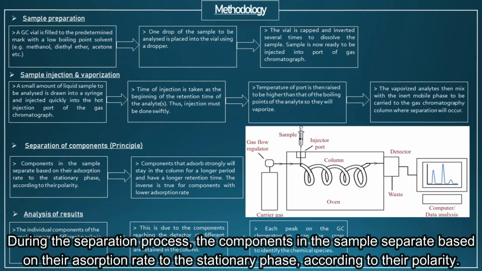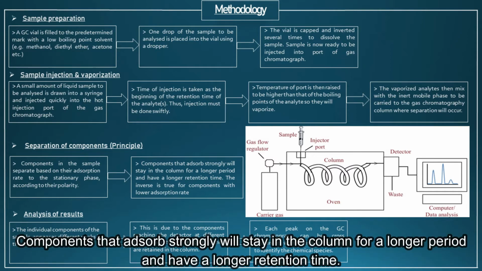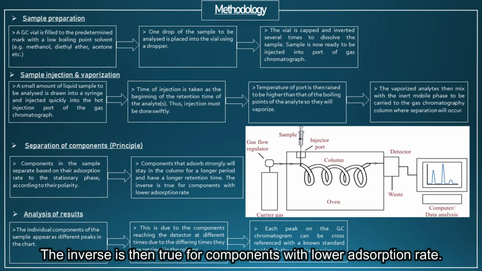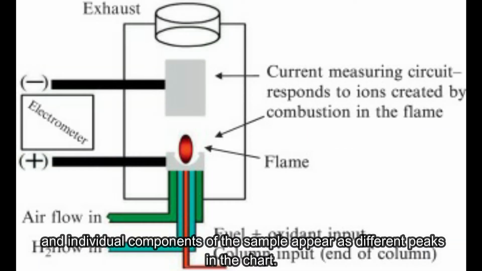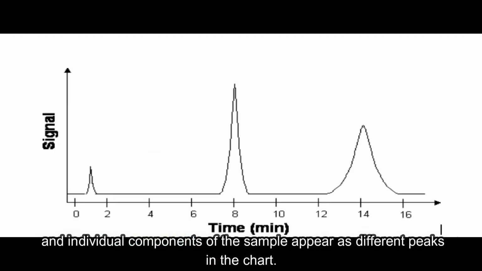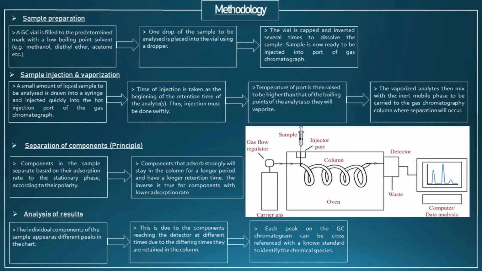During the separation process, the components in the sample separate based on their adsorption rate to the stationary phase, according to their polarity. Components that adsorb strongly will stay in the column for a longer period and have a longer retention time. The inverse is then true for components with lower adsorption rate. After the analytes have been separated and exited the column, the detector will detect them, and individual components of the sample appear as different peaks in the chart.